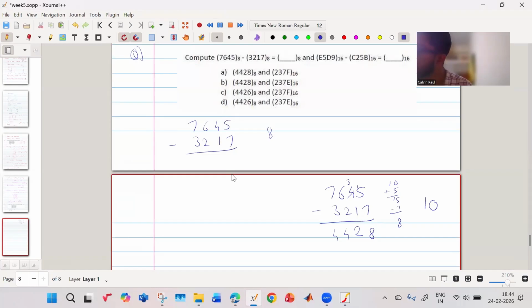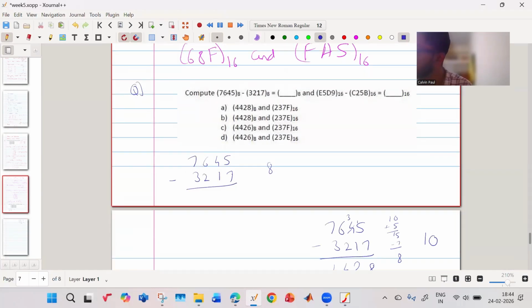But this is when you're considering the number system in terms of 10. When it is in terms of 8, you see 5 is less than 7, so you have to borrow. So this you take to 3, and this actually becomes 5 plus 8. So 5 plus 8 is 13, minus 7 is 6. So this becomes 6. 3 minus 1 becomes 2. 6 minus 2 becomes 4. 7 minus 3 becomes 4. So actually it is 4426 in base 8. Okay, so it is either this or this.